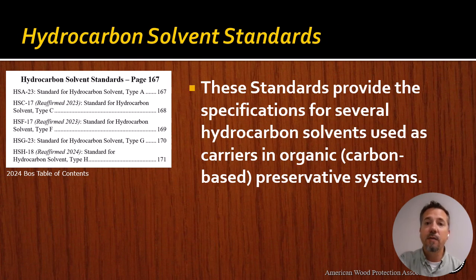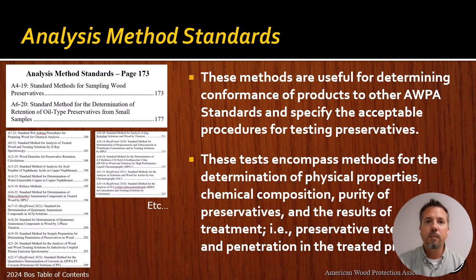The hydrocarbon solvent standards define the various solvents of this type used in oil-borne preservative systems. They make sure the carriers are effective and compatible with the active ingredients, helping the treatment penetrate the wood properly. Now, how do we know the treatment worked? That's where the analytical methods come in. These standards describe how to test preservatives in treated wood, checking things like chemical composition, purity, and how well the preservative penetrated the wood, along with the loading or retention of preservative in the wood after treatment.